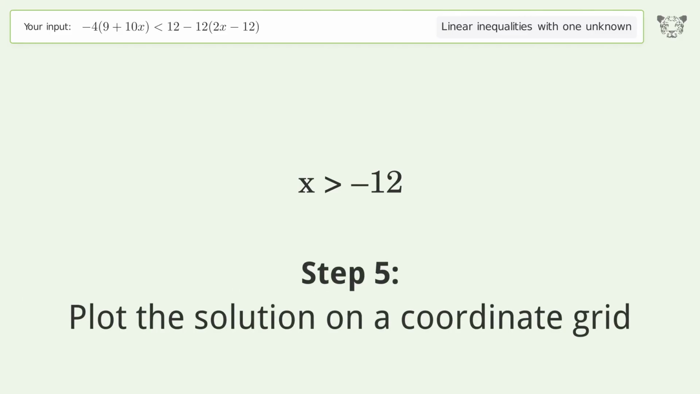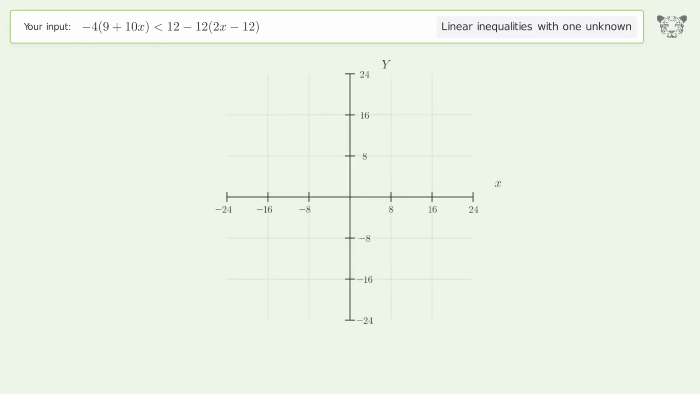Plot the solution on a coordinate grid. And so the final result is x greater than -12.